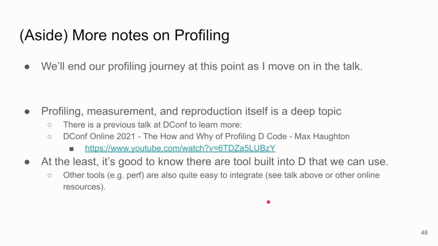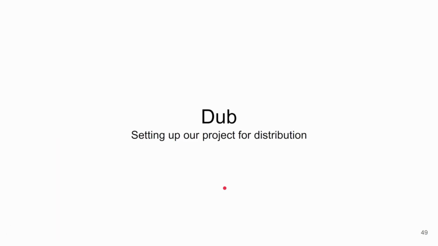So again, as I mentioned, profiling itself and running experiments is a pretty deep topic. I'm going to go ahead and end our journey on profiling here as we're nearing the end of the talk. But there's a nice talk here from DConf 2021 by Max, so you can go ahead and check that out. And at the very least, it's good to know that there are tools built into D that everyone can use by default. Other profilers like perf are very nice and can give you more information like cache hits and misses, so you might want to go dive into that later after doing your preliminary investigation with D.